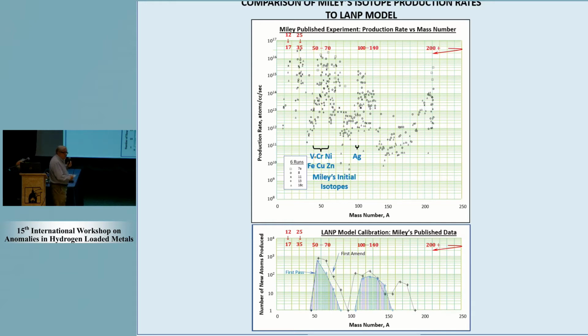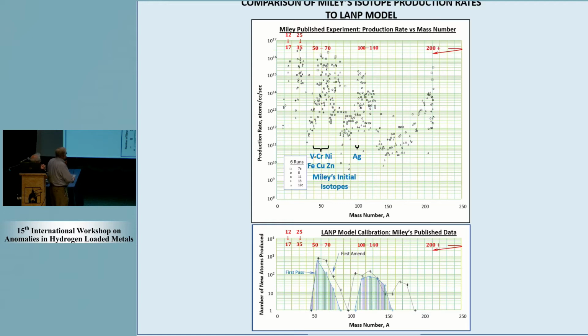In this LAMP model, I have what's called an amend command. So after I get finished doing a run, there's a number of new isotopes that have been produced. I can then say amend, and it puts the newly produced isotopes back in the initial electrode and allows me to run it again. So on my first run with no amend, you see the 2 peaks here? One of them is at 50 to 70. The other is at, what do you get when you fuse those? 100 to 140. And what happens when you fuse those? You get 200 plus.